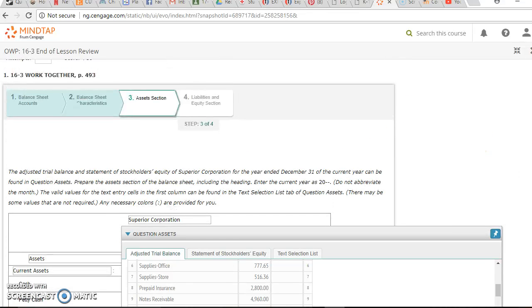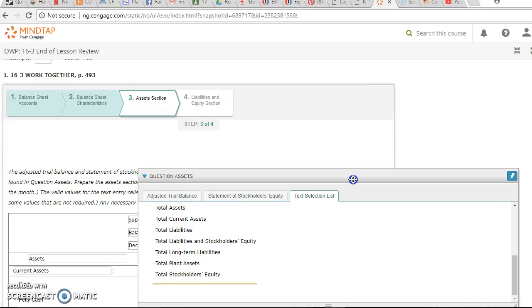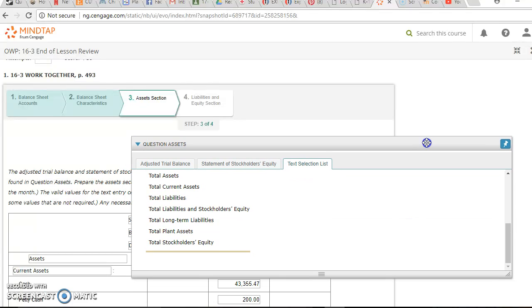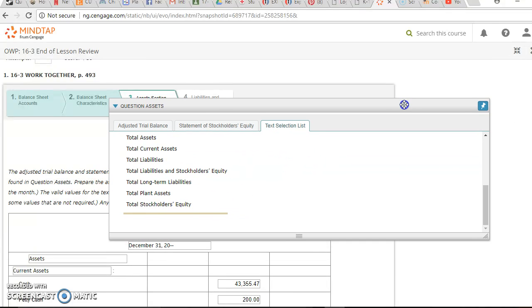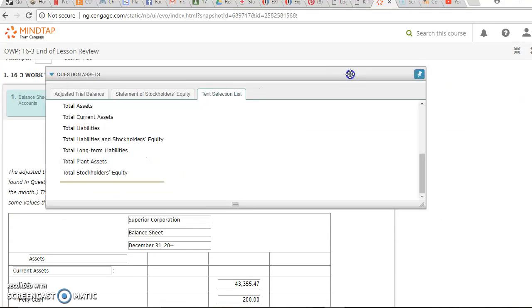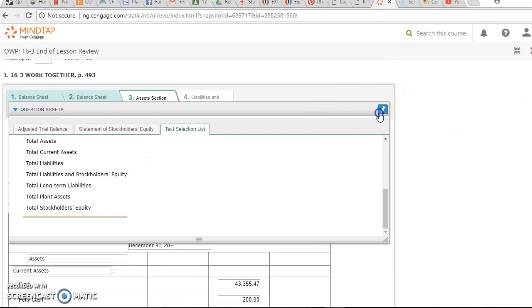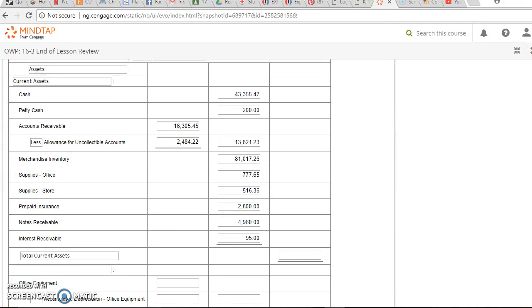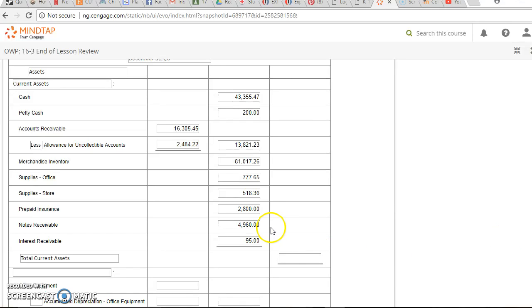So it shows you up here. I wanted to show you this text selection list. It'll tell you what it wants there. So total assets, total current assets, and then it'll go down from there. So if you have doubt about what you're going to type out there, yes, let me unpin this here. So total all of your assets here, and then put those down there, and then I'll come back.